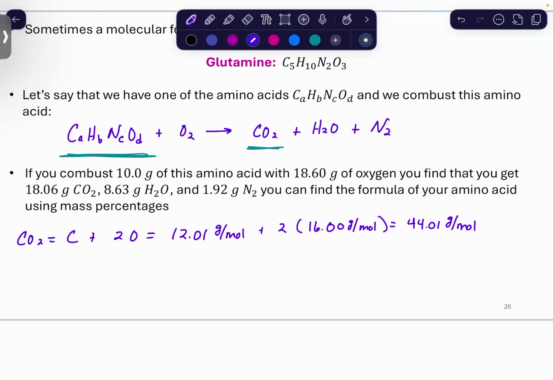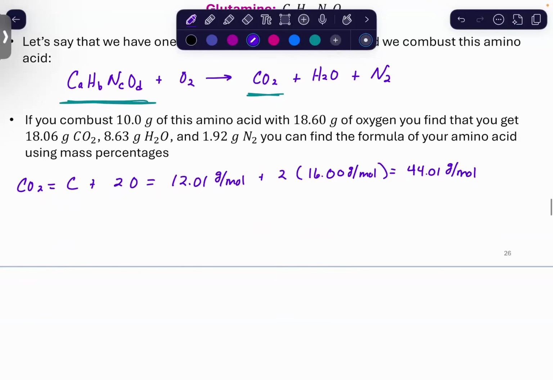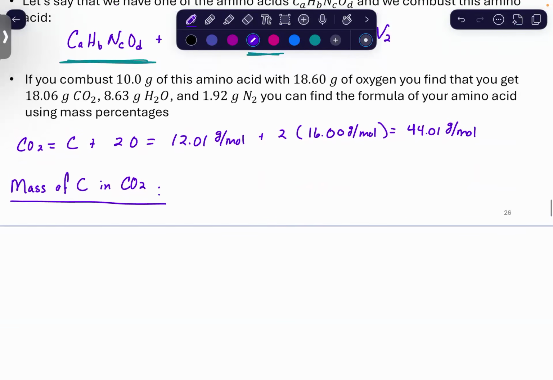That's probably a molar mass you should commit to memory because you're going to use CO2 for a lot of stuff. So how much mass of carbon is in CO2? Because I have a measured product. If I know the mass of carbon in my measured CO2, I know that that's the same amount of mass of carbon that came from my original amino acid, since all of it had to go into CO2. Well, how much CO2 did I get? I got 18.06 grams.